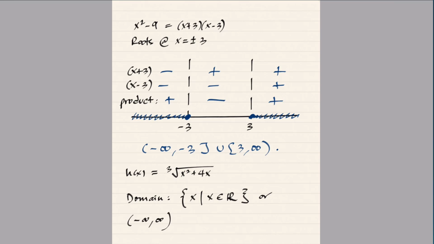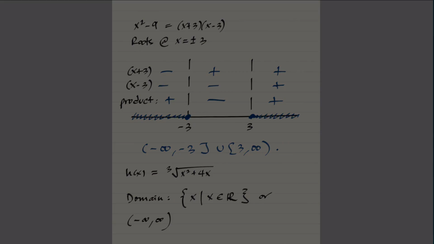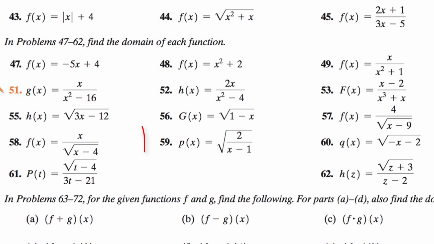Now I think I'd actually be remiss if I didn't do as I promised at the beginning of the video, which is look at one of the hybrid examples. So let's take a look. I think a good choice for that would be number 59 that you can see on the screen in front of you here. P of x is the square root of 2 over x minus 1.